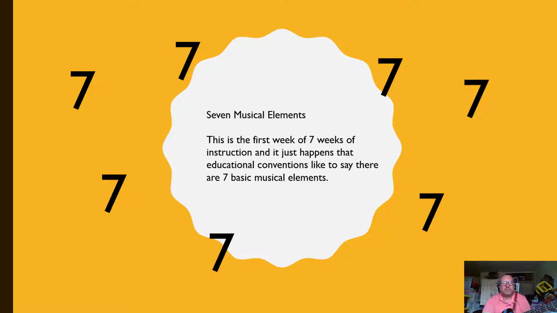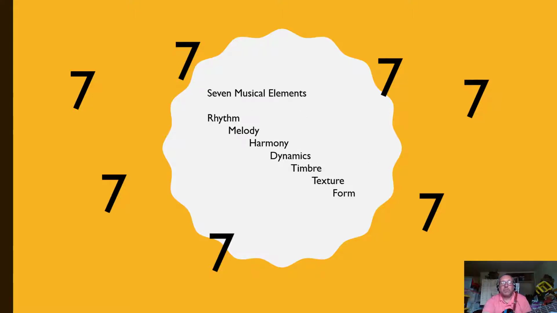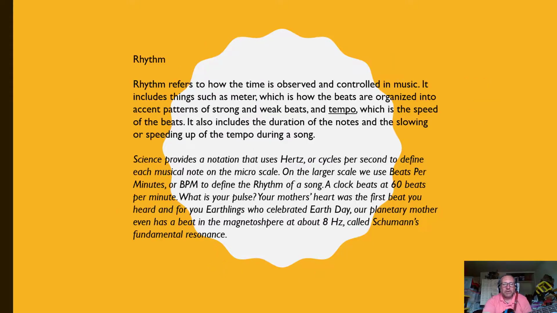And there just happen to be 7 weeks that we're going to be talking about, and we have 7 musical elements by some conventions. They are rhythm, melody, harmony, dynamics, timbre, texture, and form. Now, rhythm can also really be considered an element of tempo itself. So rhythm refers to how the time is observed and controlled in music.